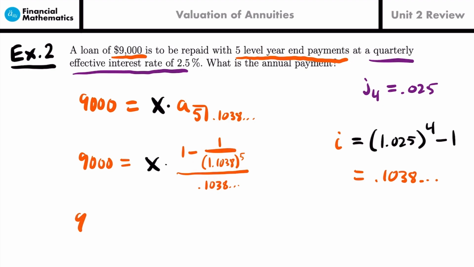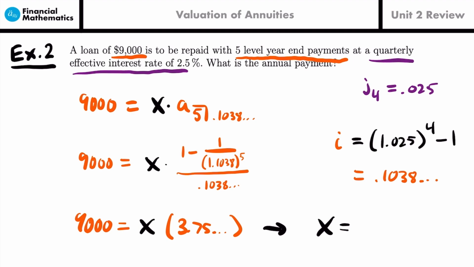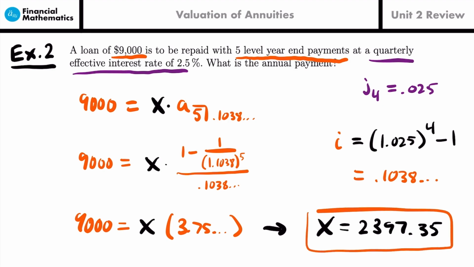So what we get here is 9,000 is equal to X times 3.75 and some more decimals. Then to solve for X, you divide both sides by 3.75, and that will give you that X is equal to $2,397.35. Okay, that is the final answer to this problem.